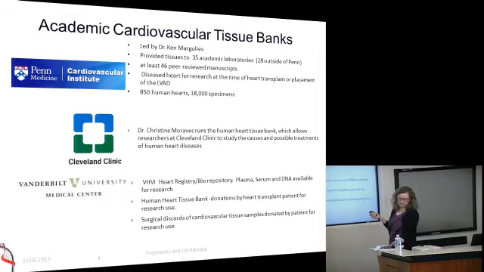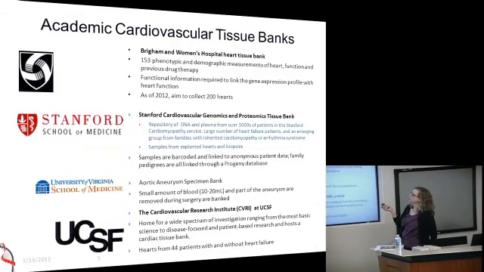The other banks are not as established as the one at Penn. Brigham, Stanford, UVA has an aortic aneurysm specimen bank, and then also UCSF.